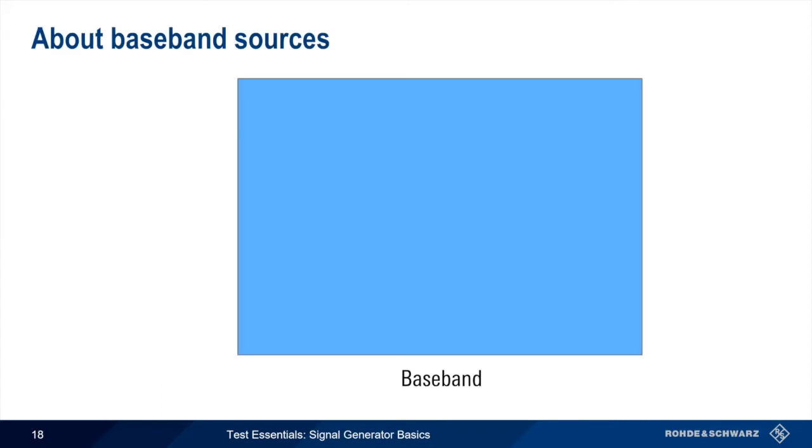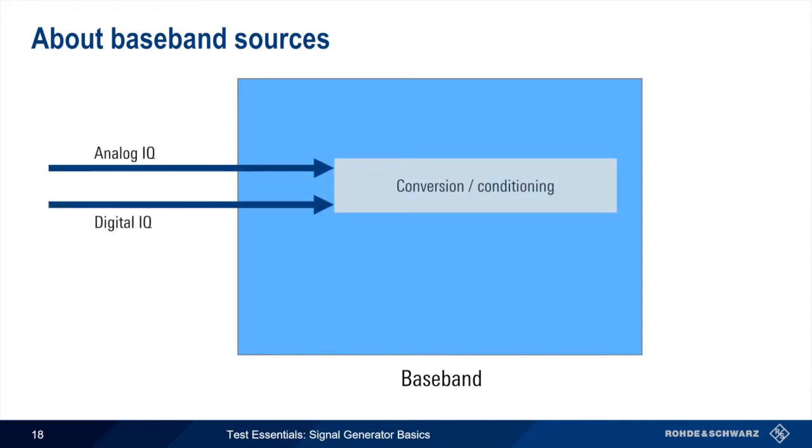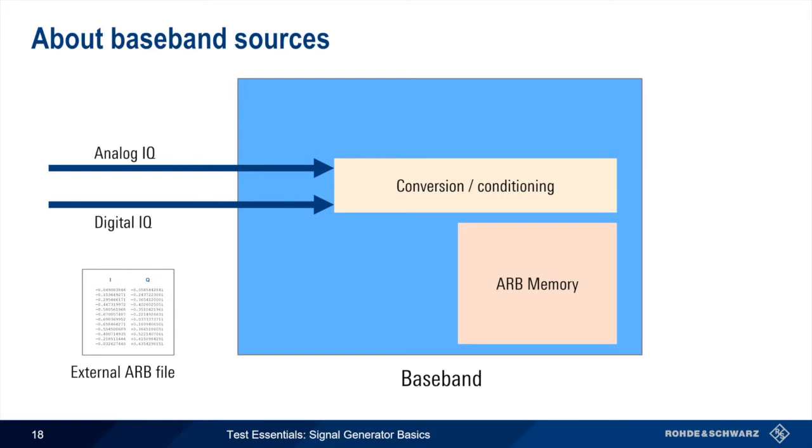The next question is, how are baseband signals created? Remember that we use the term baseband to describe IQ data before it's converted to RF using an IQ modulator. We can obtain this baseband data in real time from an external source, either in analog or digital format, although some conversion or conditioning may be required. We can also create an arbitrary waveform or ARB file externally and then load it into the vector signal generator's ARB memory, usually either via a LAN connection or USB.